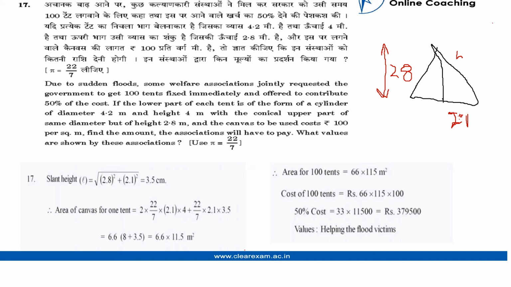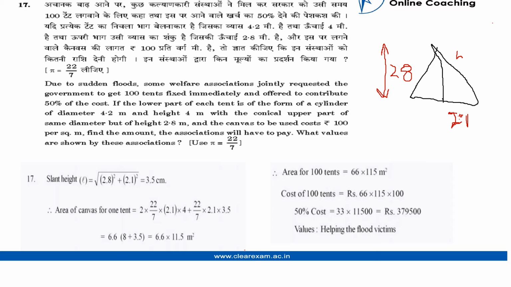If the lower part of each tent is in the form of a cylinder of diameter 4.2 meter and height 4 meter, with the conical upper part of the same diameter but of height 2.8 meter, and the canvas to be used costs ₹100 per square meter, find the amount the association will have to pay. What values are shown by these associations?